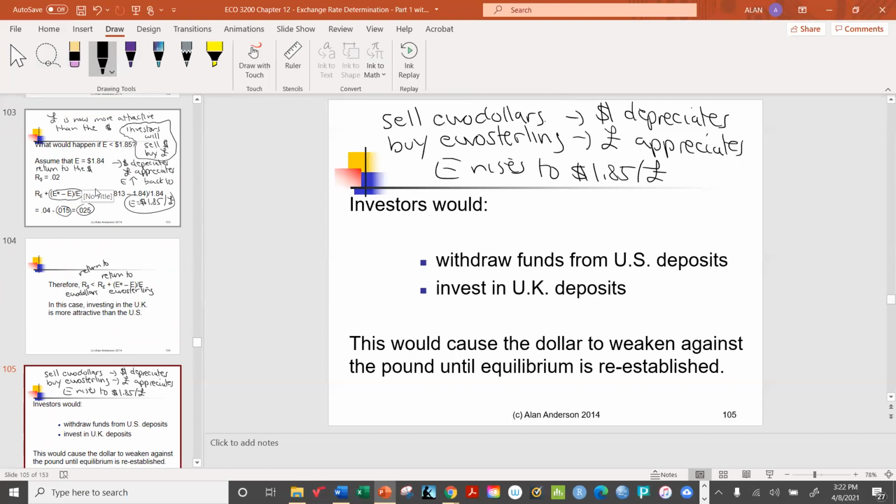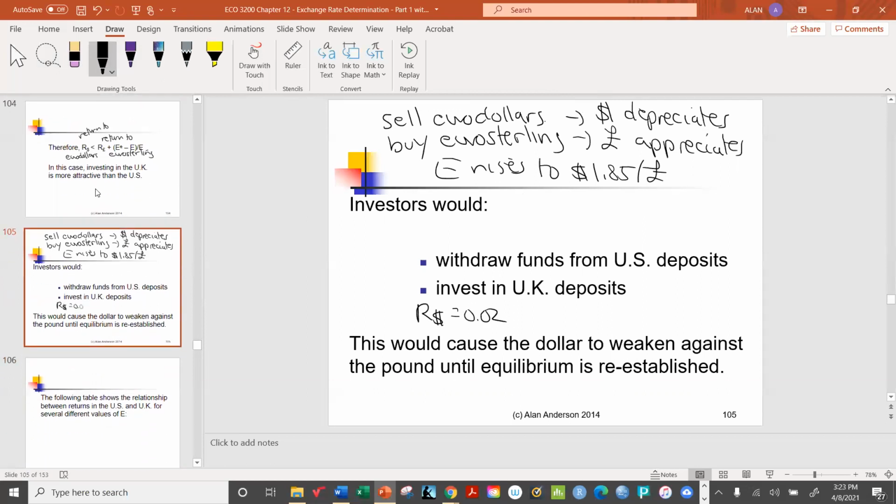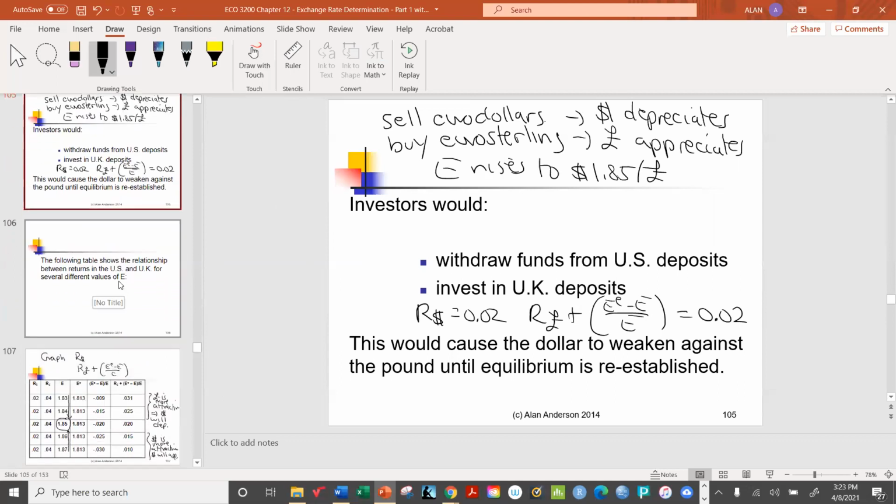Okay, and like I said, until equilibrium is reestablished, which means, of course, that the US return is still 2 and the UK return is 2. So then equilibrium will be reestablished. Anyway, so what I did here was I put together a chart so you can see all of this happening all at once. So let's take a look at this chart so you can see all the calculations have already been done for you. So you can see the relationships between changes in these rates and the equilibrium.